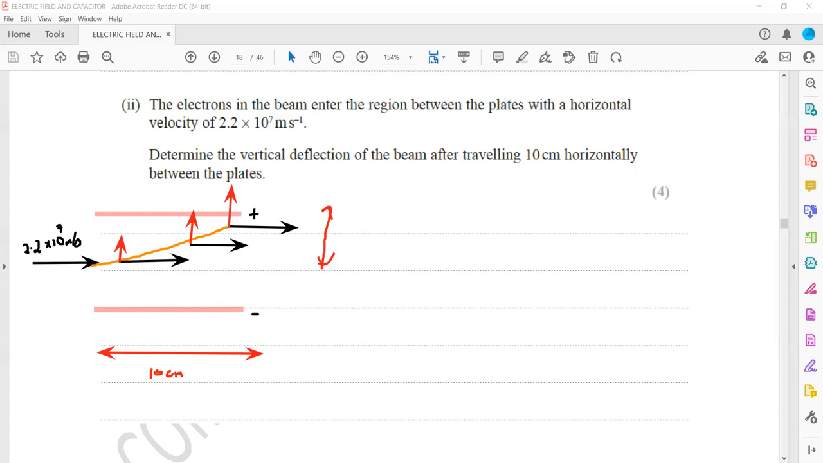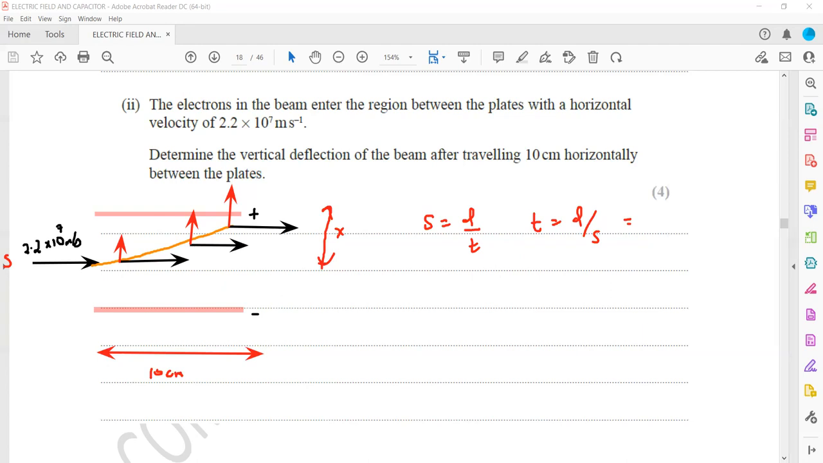So first, using the speed and the distance, because we know the horizontal distance and the horizontal speed, we'll determine the time it will take to cover this 10 centimeters. And using that time, we'll determine the displacement. We have the formula: speed is distance divided by time. As it is horizontal motion, there is no acceleration, so we can use this formula. So time is equal to distance divided by speed.